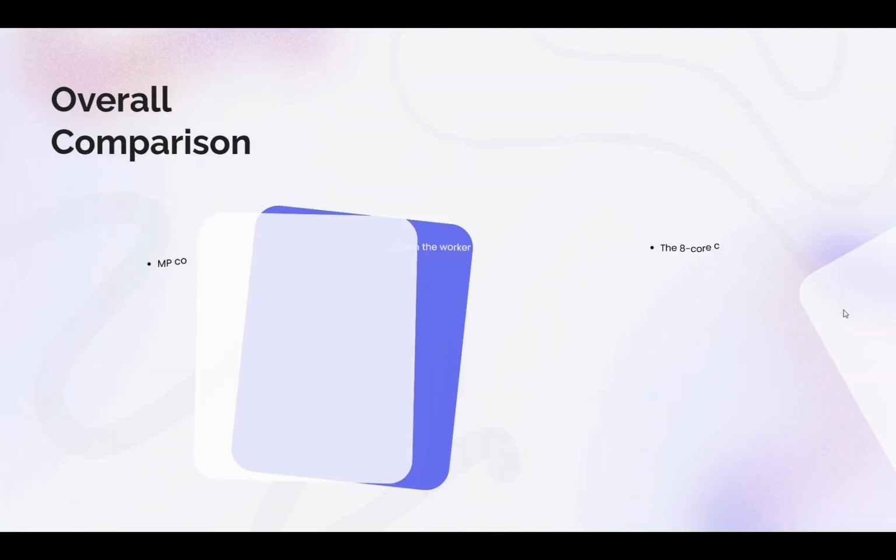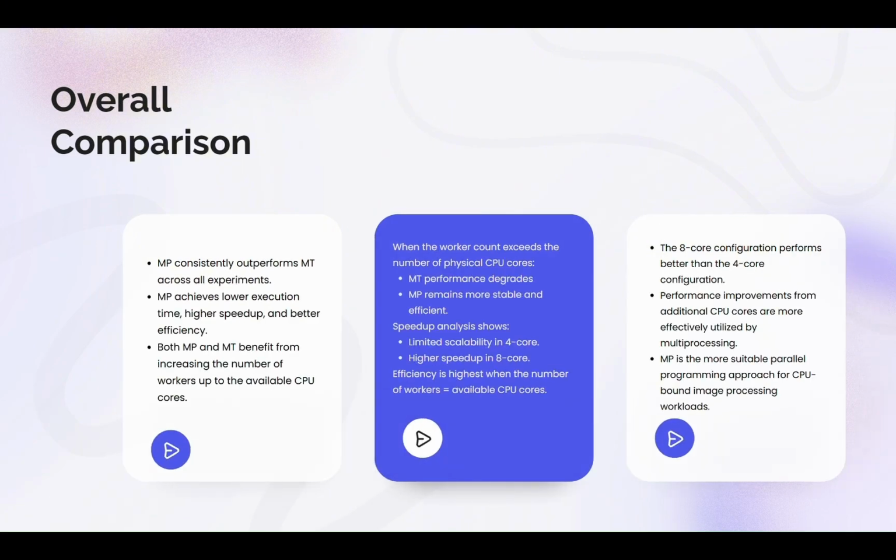Now, let's look at the overall comparison between multiprocessing and multi-threading. Across all of the experiments, multiprocessing consistently outperforms multi-threading. It achieves lower execution time, higher speed up, and better efficiency in both the 4-core and 8-core configurations. This shows that multiprocessing is generally more effective for this image processing workload. Both approaches benefit from increasing the number of workers, but only up to the number of available CPU cores. Once the worker count exceeds the number of physical CPU cores, the multi-threading performance will start to degrade, and the multiprocessing remains more stable and efficient.